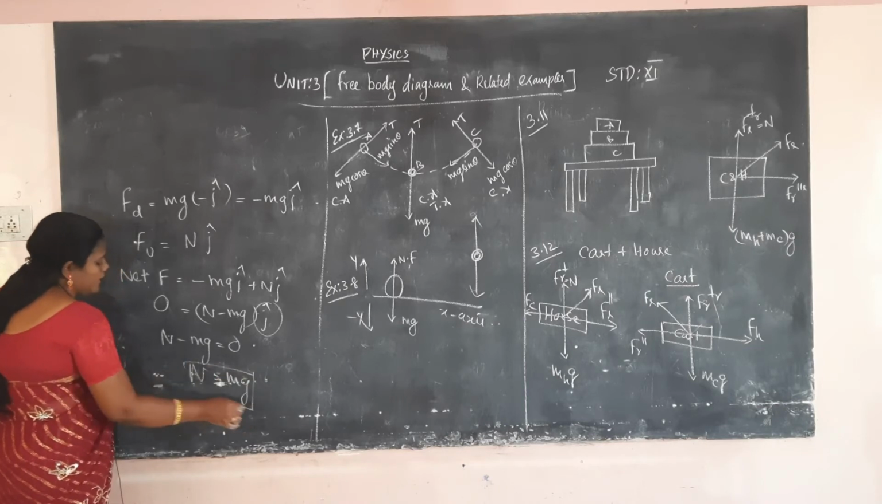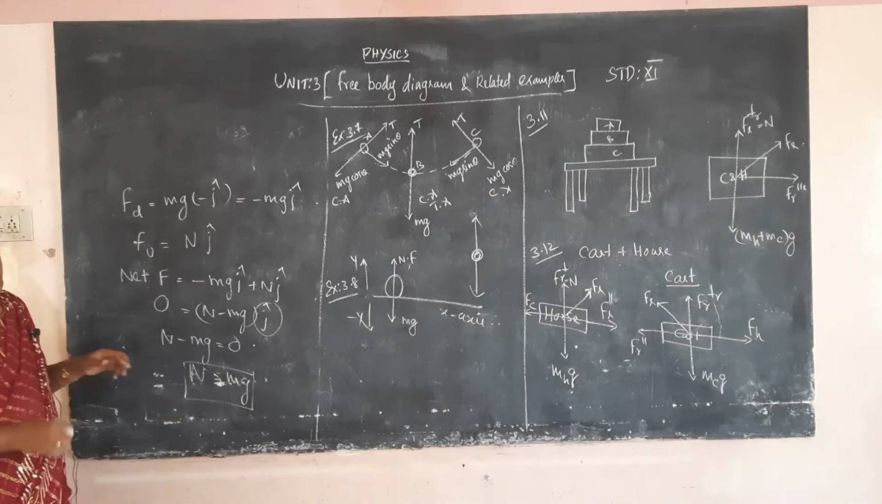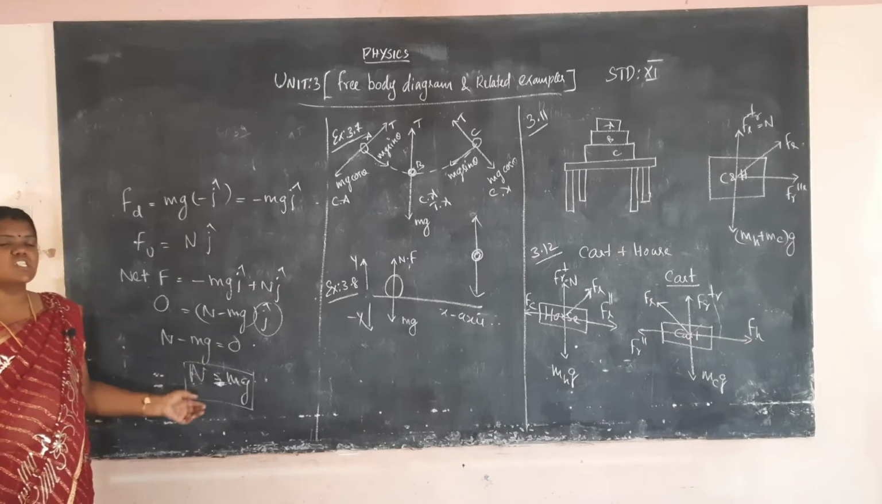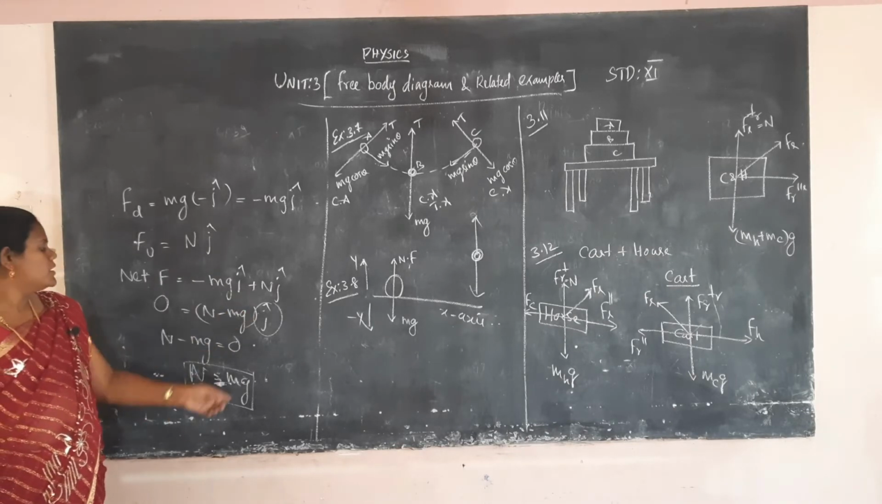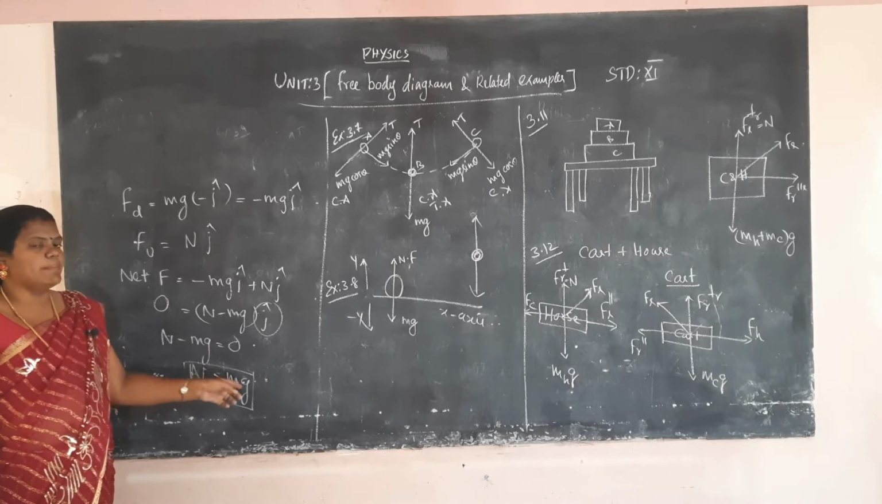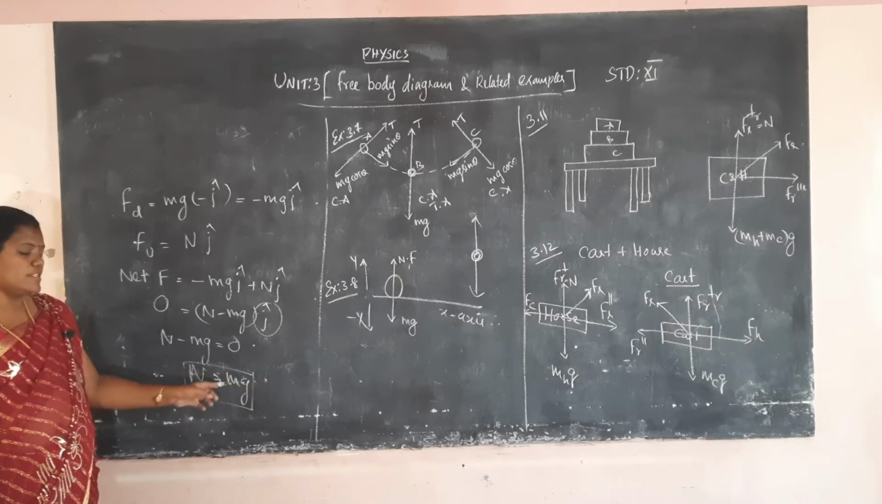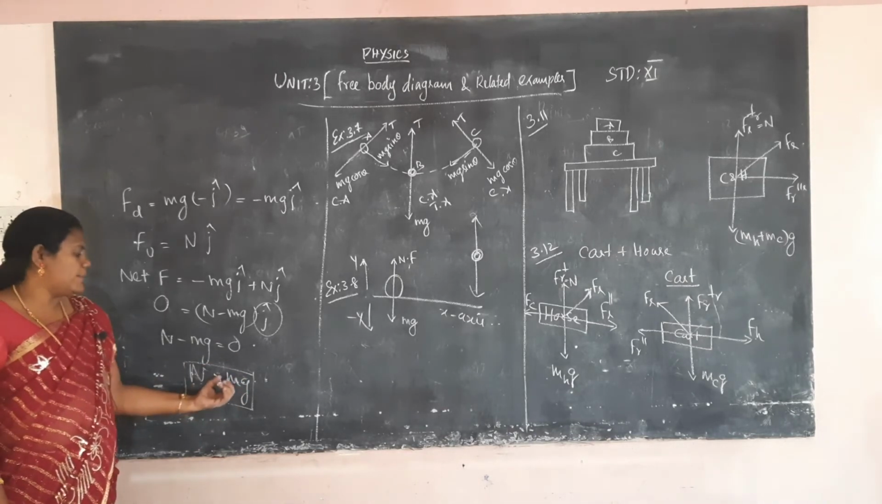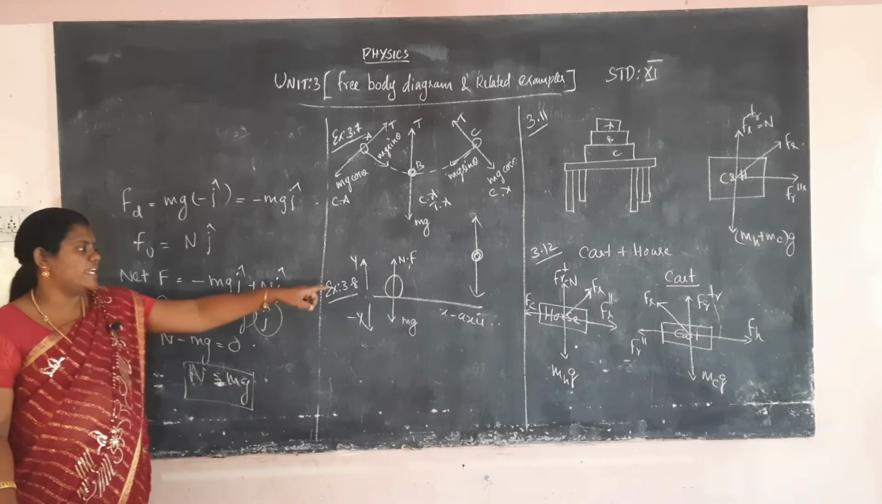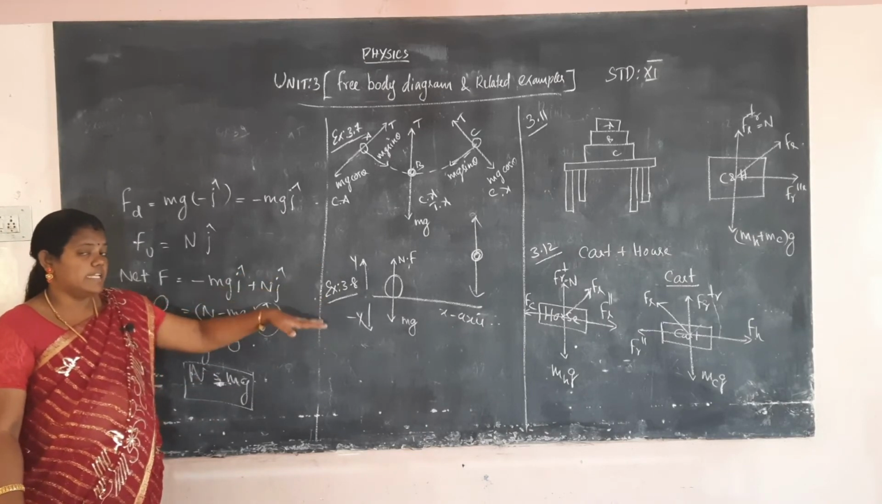Already I explained the mango hanging on the tree, tension T is equal to mg. In this problem, the normal force will be equal to m into g, mass into acceleration due to gravity. So N is equal to m into g. The normal force will be equal to the weight, the force the object applies on the floor.